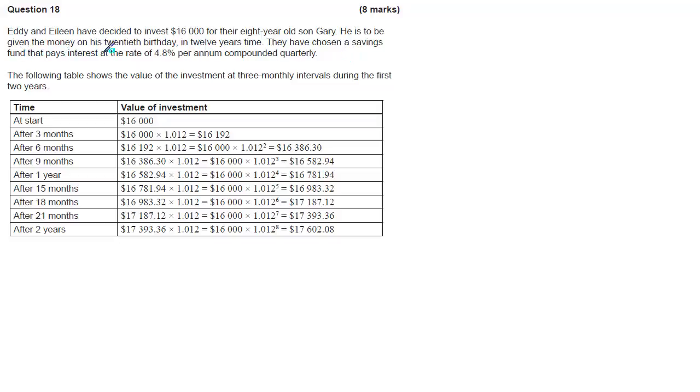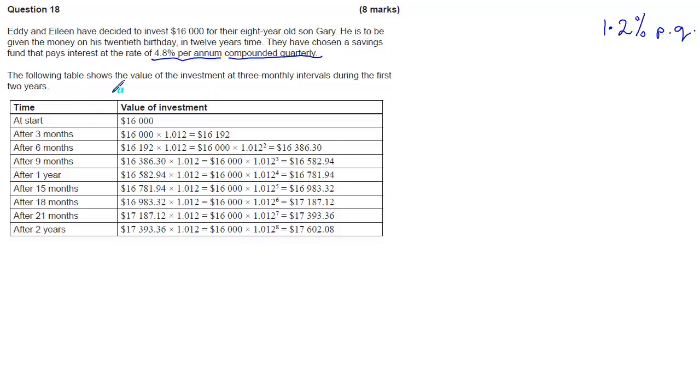Eddie and Eileen have decided to invest $16,000 for their 8-year-old son Gary. He is to be given the money on his 20th birthday in 12 years' time. They have chosen a savings fund that pays interest at the rate of 4.8% per annum, compounded quarterly, so that's 4 times a year. So if that's 4 times a year, then that's going to be 4.8 divided by 4, so that's 1.2% per quarter.